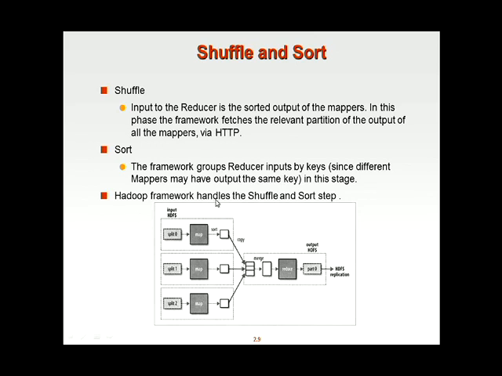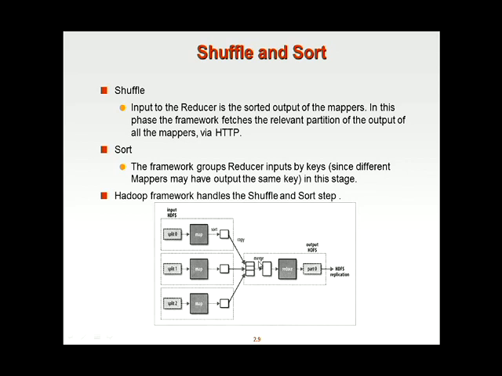So the Hadoop framework will handle the shuffle and sort step, so we don't need to care about how the shuffle and sort are performed in MapReduce. We just need to know that there's a shuffle and sort phase in MapReduce. So your intermediate results, the map output, are grouped and sorted, and then the reducer will get the grouped and sorted results for the later processing, for the aggregation.